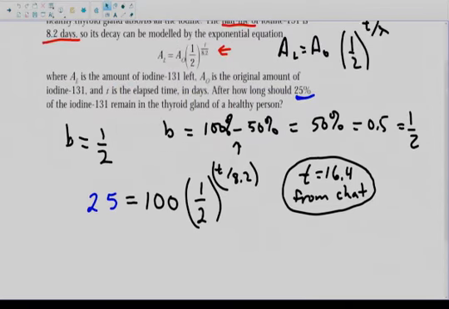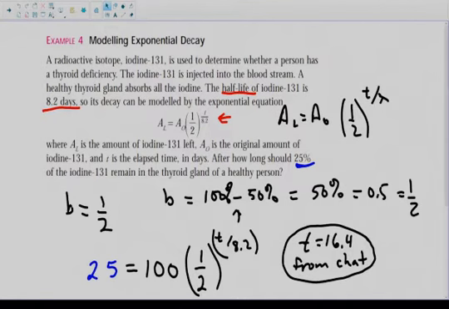So the question yesterday that I left you with is this one. Radioactive isotope, iodine 131. I'm not going to read the whole thing. Injected into the bloodstream. It's got a half-life of a certain amount, which is 8.2 days. And we talked about the general setup of all exponential word problem equations, and they're going to be variations of this form.